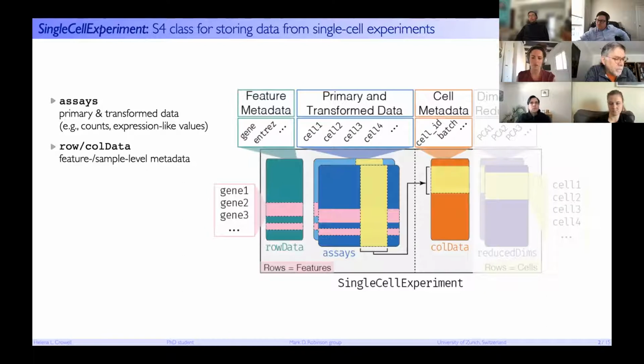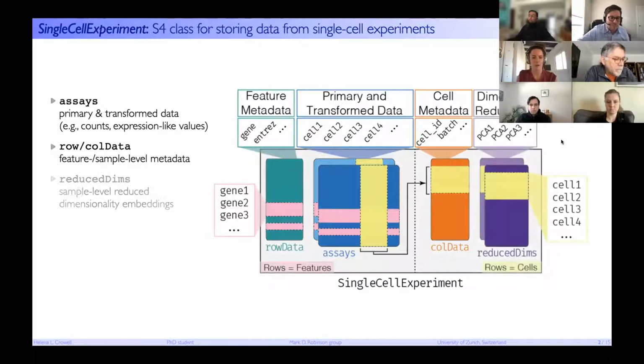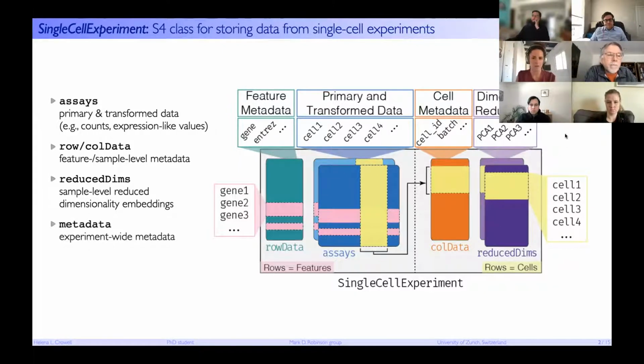We have row and column data that can store metadata associated with every sample and observation. And then specifically in a single cell experiment, we can store reduced dimensions such as PCA, t-SNE, UMAP, or other cell embeddings. We can store experiment-wide metadata. This can be anything, any sort of object that we would also like to store. And finally, fairly recently, there is the altExp slot to accommodate data for the same samples, but different features. For example, in CITE-seq, where we measure both proteins and transcripts.